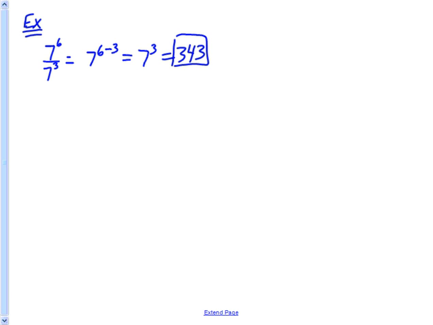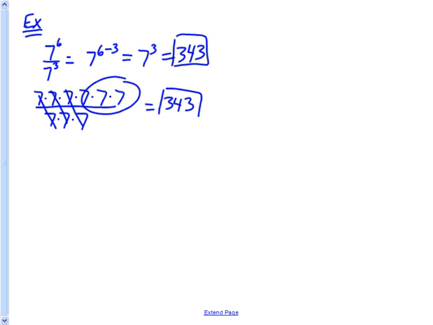This is pretty intuitive actually, because what does 7 to the 6th mean? It means you have 7 times 7 times 7, 6 times. You have 6 sevens. On the bottom you have 3. 7 over 7 is 1, 7 over 7 is 1, 7 over 7 is 1. You see that 7 to the 3rd there? 7 times 7 times 7 is 343. So you could also look at it that way if you didn't want to apply the quotient of powers property.